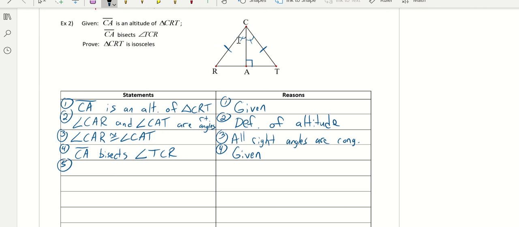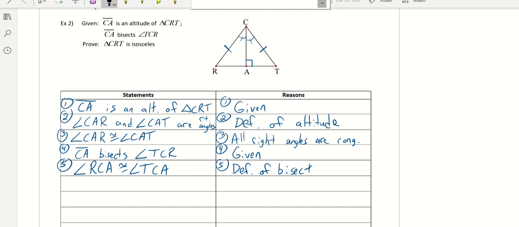Well, we know that angle RCA on the left is congruent to angle TCA on the right. Angle RCA, double check it, is congruent to angle TCA. How did we know that? It's the definition of bisect. All right, we're getting there.